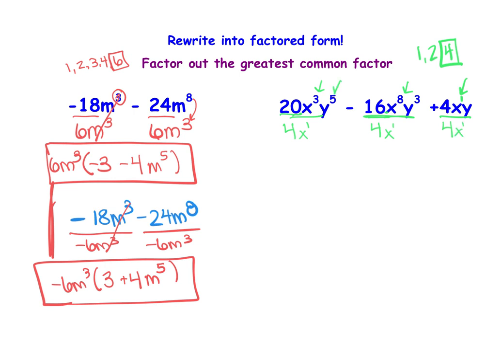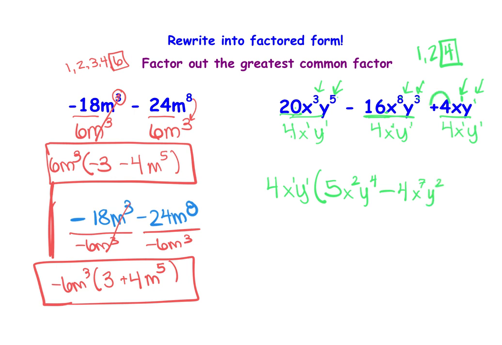And then we have 5, 3, and another 1 for the y's, and so we know I can factor out a 1 for the y's. So let's start factoring 4x to the first, y to the first out. 20 divided by 4 gives me 5. 3 minus 1 leaves me with x squared, and 5 minus 1 leaves me with y to the fourth. And we have minus 16 over 4 is 4. 8 minus 1 gives me x to the seventh, and 3 minus 1 gives me y to the second.